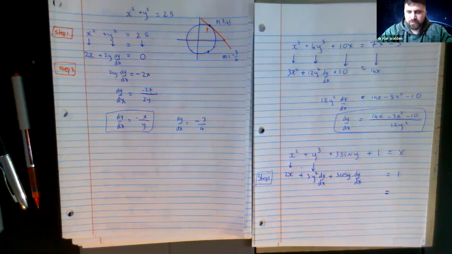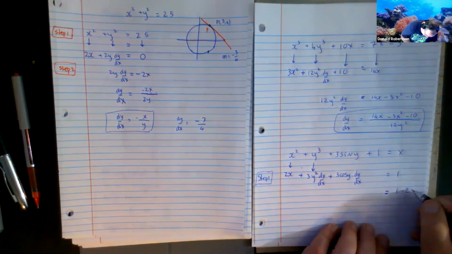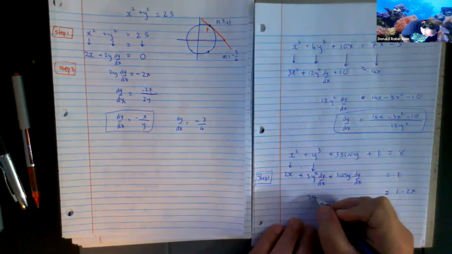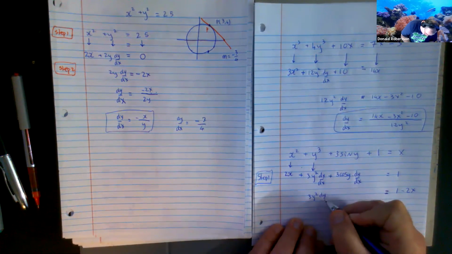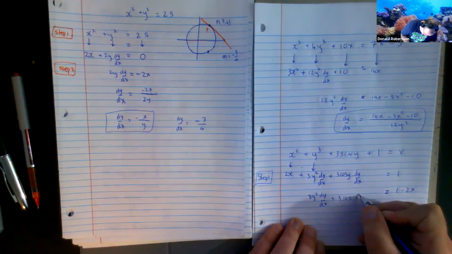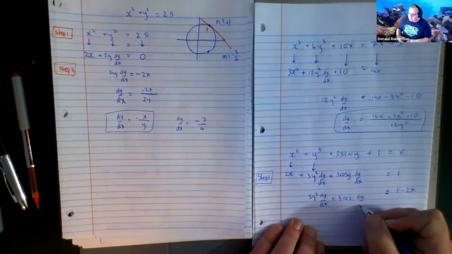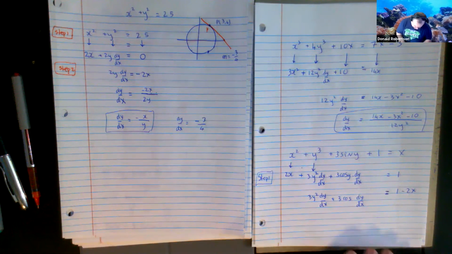Move the 2x over. Okay, so subtract 2x from both sides. Once you get more comfortable with this, you can start combining two lines of working into one line of working, right? Do two things at once. But I'm not going to do that. Too much happening.